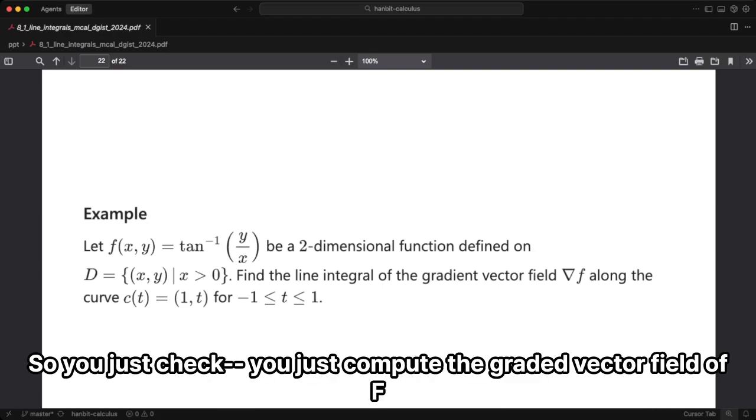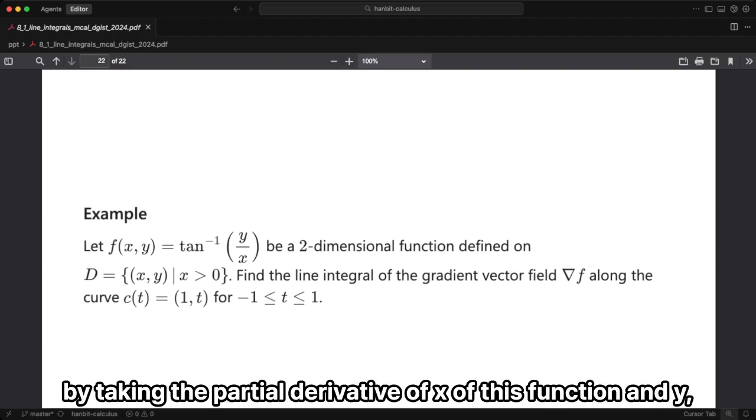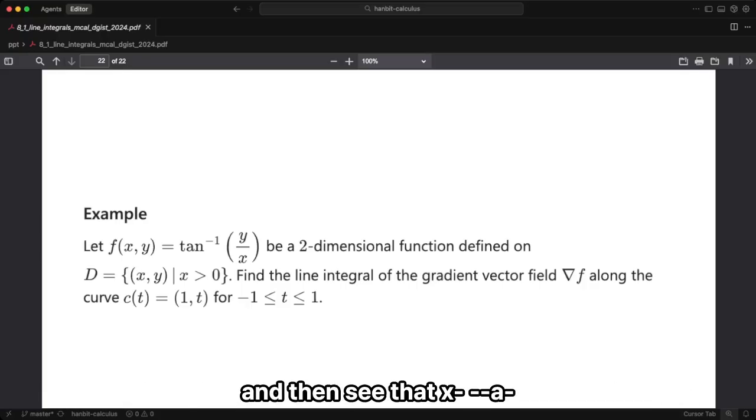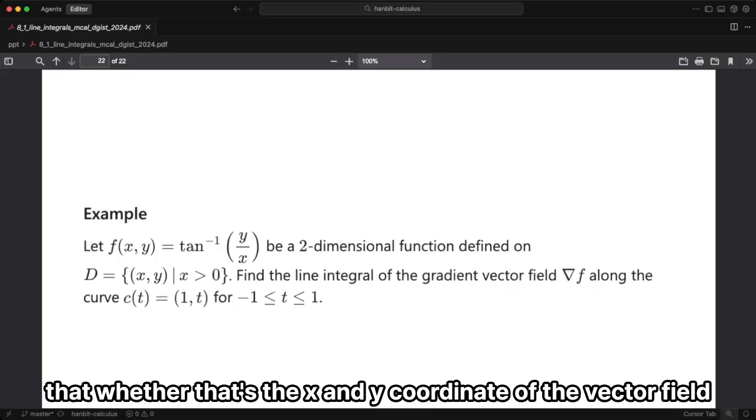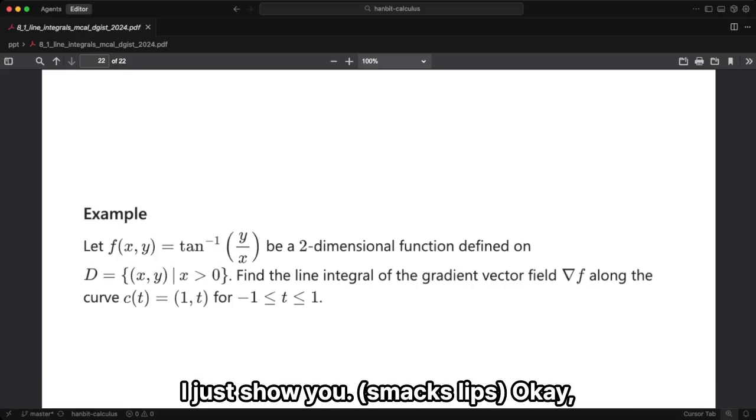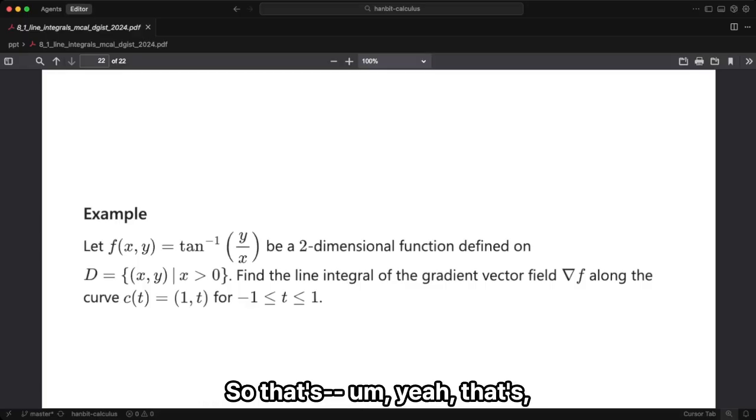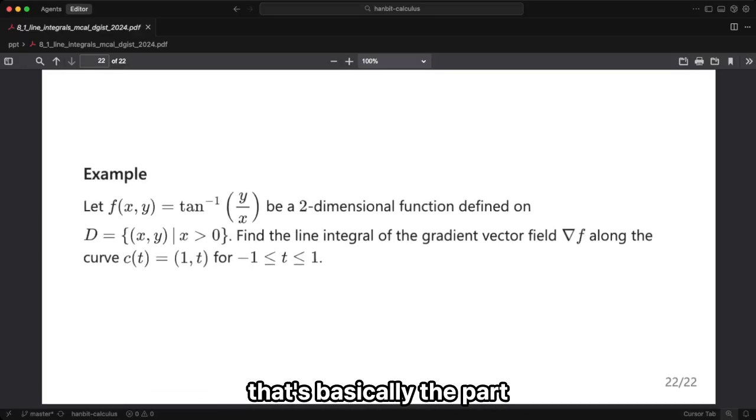So how do you check this? You just compute the gradient vector field of f by taking the partial derivative in x and y of this function, and then you check whether those are the x and y coordinates of the vector field I just showed you. There are lots of exercises, actually. That's basically the part that I wanted to talk about, this 8.1.